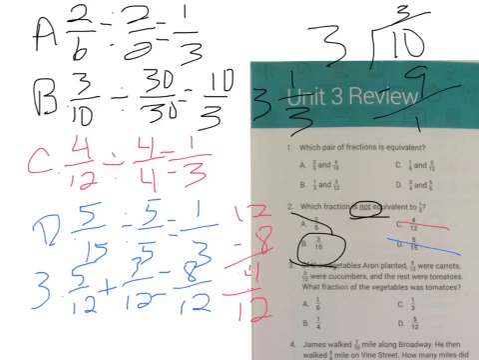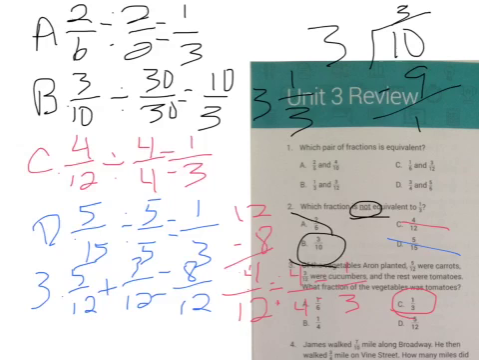So if we have 4/12, we know we can reduce that. We know we can divide it by 4. So let's divide this by 4 and reduce it. 4 divided by 4 goes 1 time. 12 divided by 4 will be 3. And so we end up with 1/3. So our answer for number 3 is going to be C, and that is 1/3.